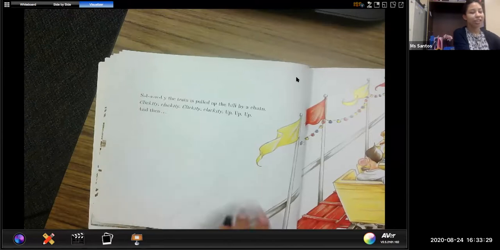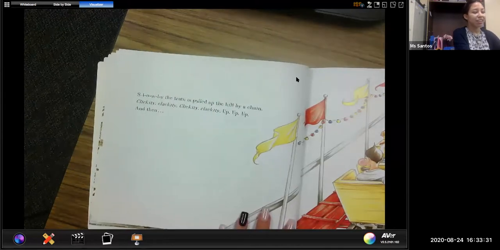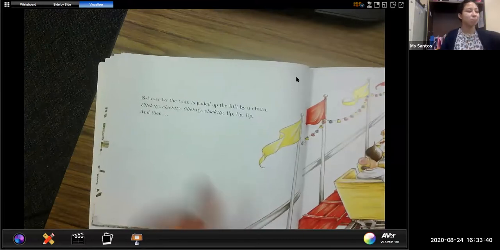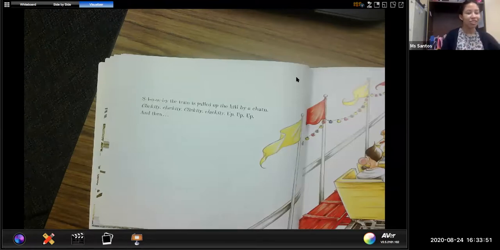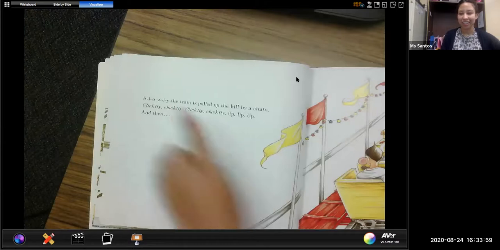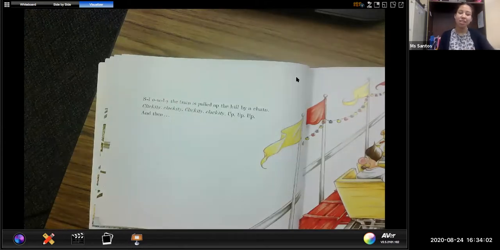Slowly, the train is pulled up the hill by chain. Clickety, clackety, clickety, clackety. Up, up, up. And then, did you guys see how that special text allowed me, the reader, to understand how the train was pulled up the hill? It was slow, but I also read it, do you see the difference? Instead of just reading slowly, I read it slowly because she spaced out the letters. So is that something that maybe you could use in your writing to make your writing pop and come to life? I think so.